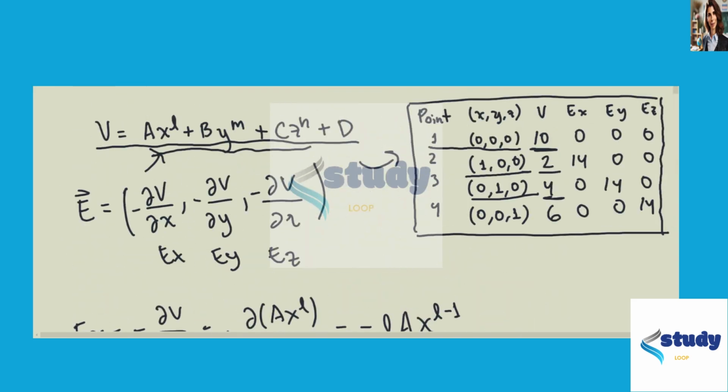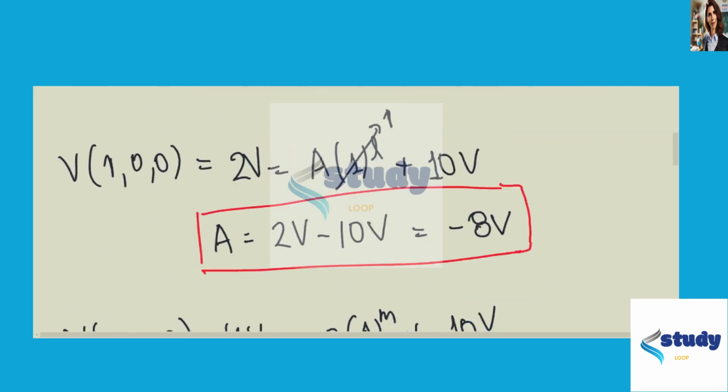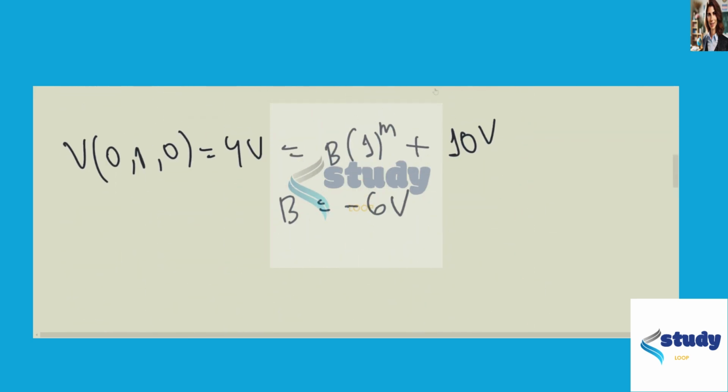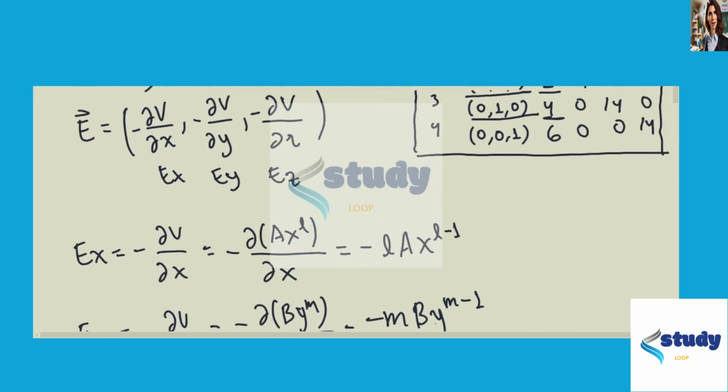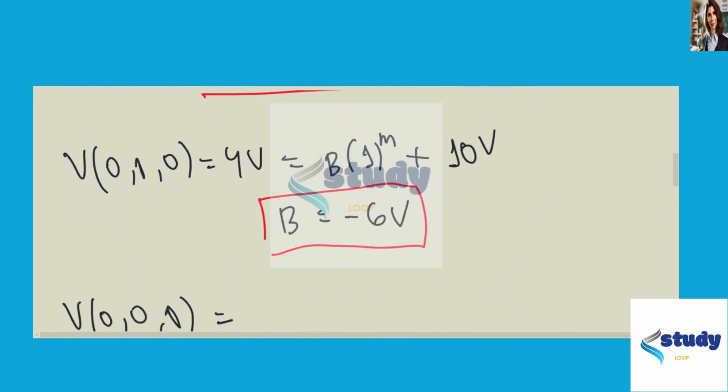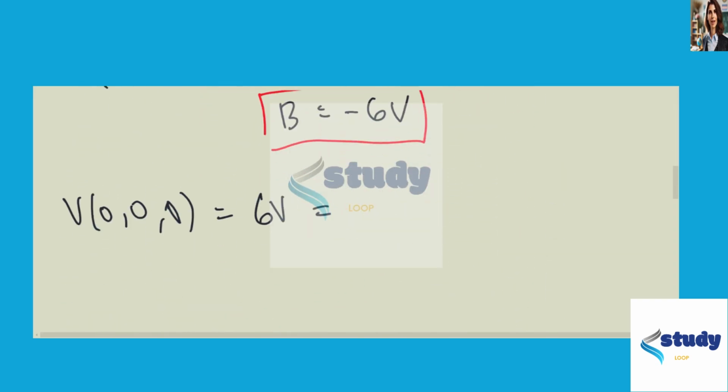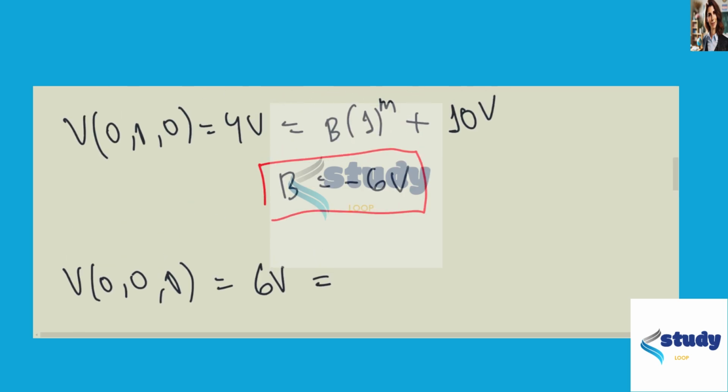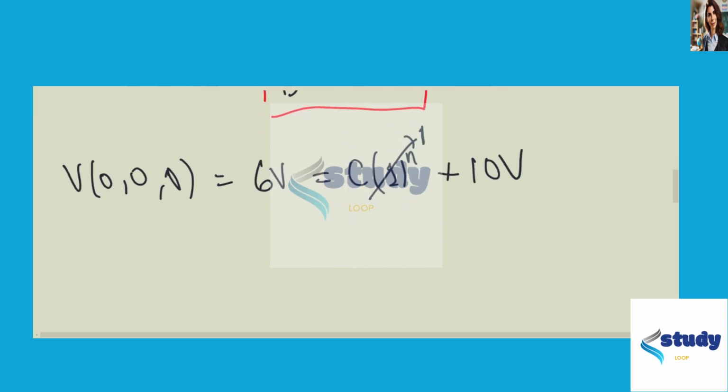Okay, let's keep going. So this is B. Now finally, for 0, 0, 1, we have a value of the electric potential of 6 volts. So this should be equal to the only term that survives, C times 1 to the N, which is 1, plus 10 volts. So C is equal to minus 4 volts.